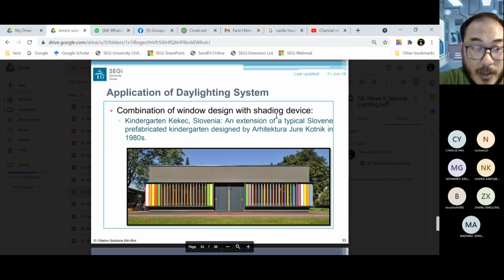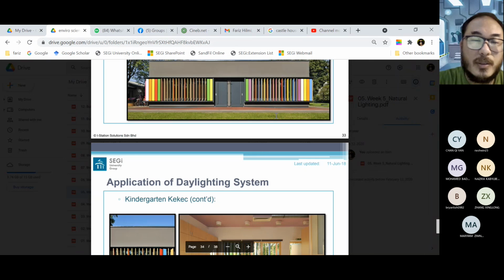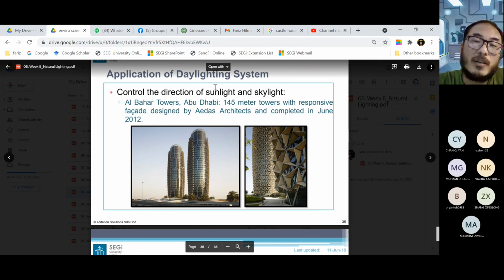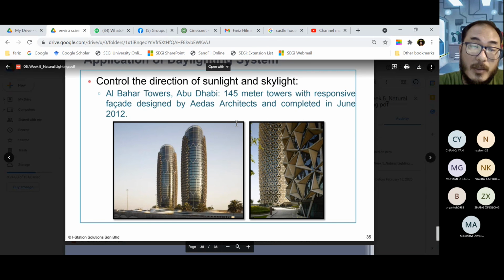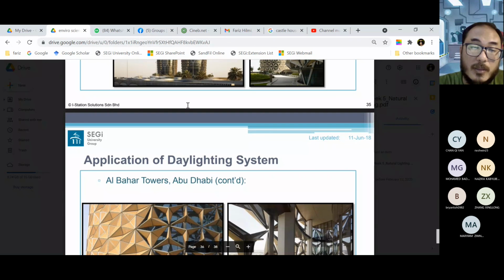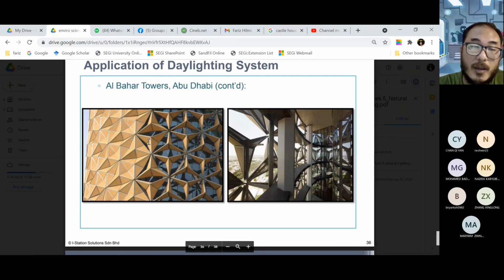And then application of daylight system. This is the example. This example is already outdated. Control of direction of sun and skylight. This one, Al Bahar Towers, Abu Dhabi, a 145-meter tower completed by Aedas Architects, 2012. Application of daylight system, for example, like this one, Bahar Towers.